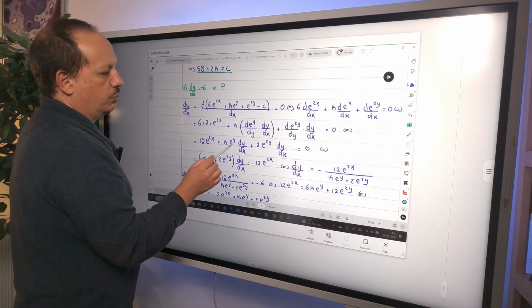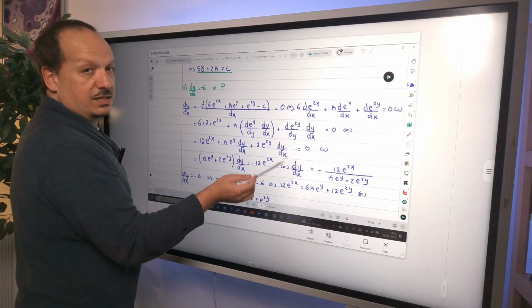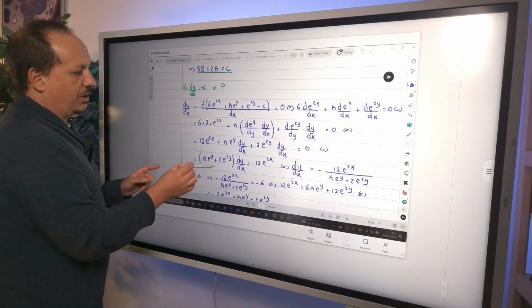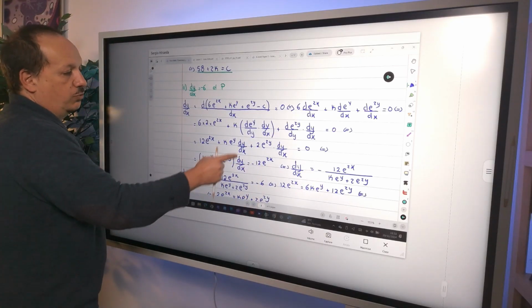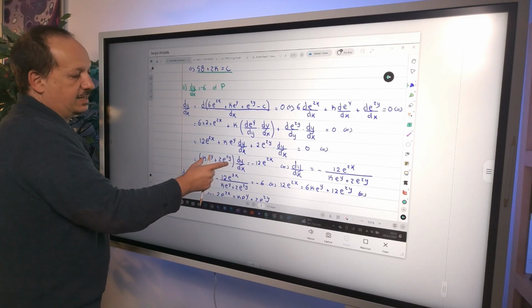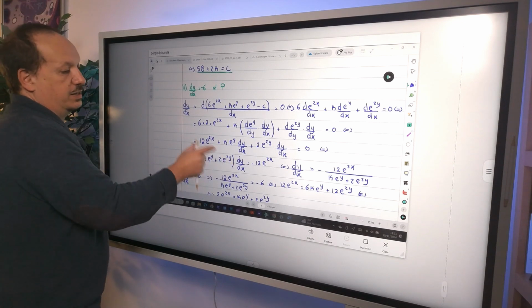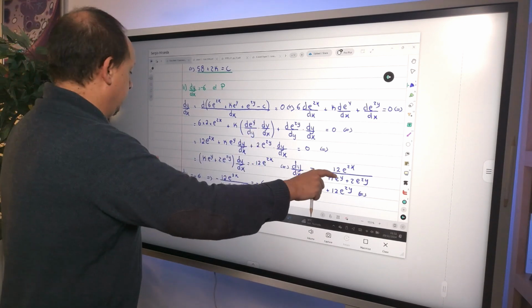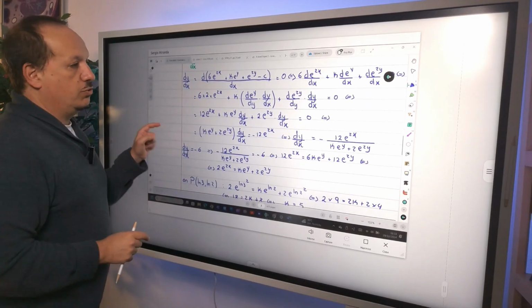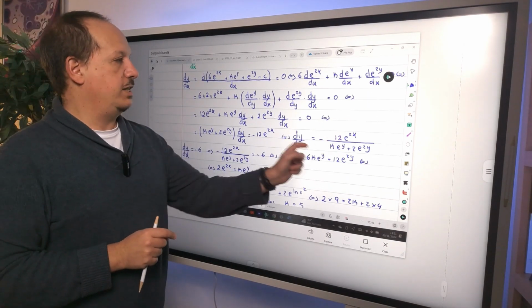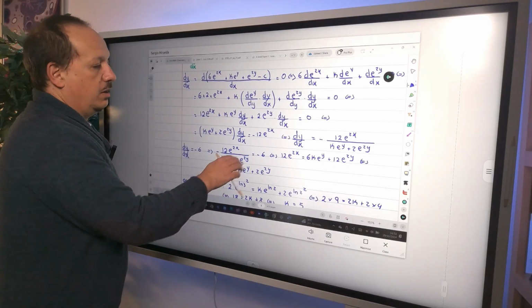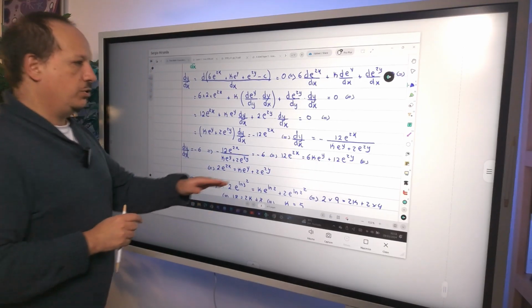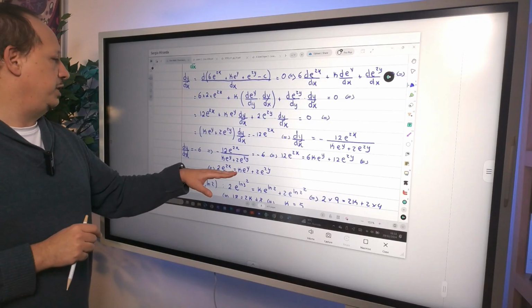Now combine the terms with the dy by dx's. Here you have it. Send everything else to the other side of the equal sign. Once you factorize the terms with dy by dx, send the coefficient of this also to the other side, and this is what you get. You know that at this point the gradient is -6, so equate it to -6, and eventually you get this over here.